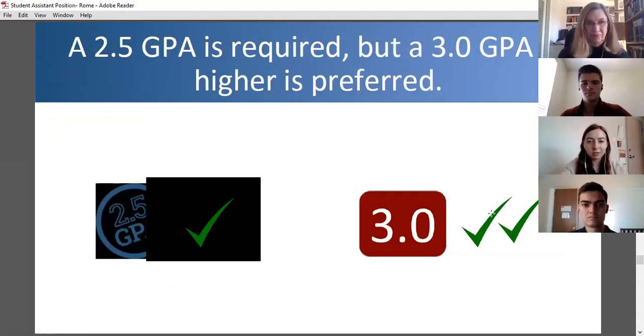Next slide. There are a few qualifications. First of all, GPA. As far as that goes, 2.5 is required, and then 3.0 is preferred, especially for this past semester. Next slide, please.